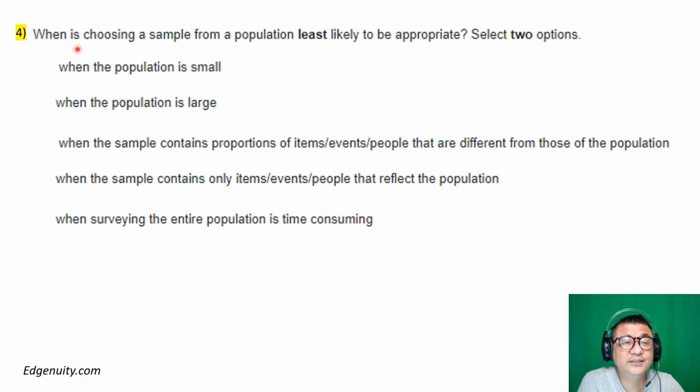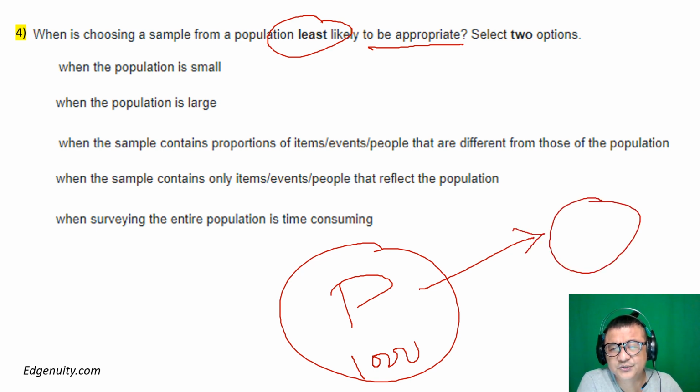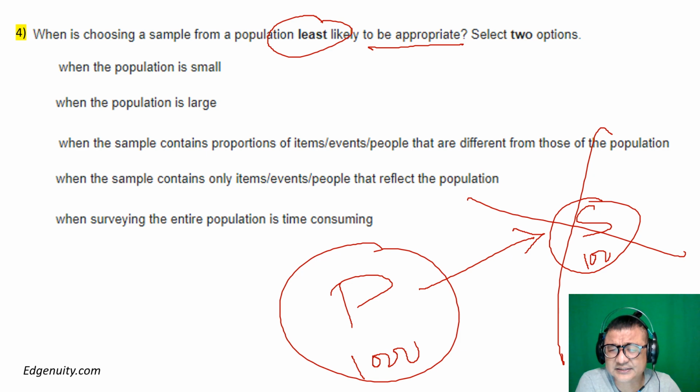All right. When is choosing a sample from a population least likely to be appropriate? Okay, what do we mean by that? Least likely to be appropriate. You don't need to make a sample. For example, you have a population of 1,000 diverse things. You just need to take a sample of 100 and just ask them. So normally that's what we do. When not to do it? Okay, I don't need to take a sample. Let me just focus on this.